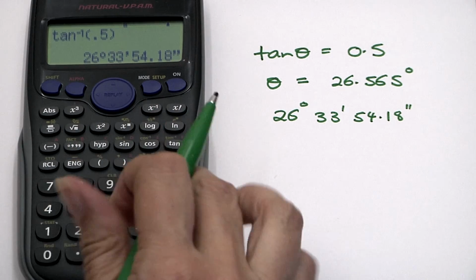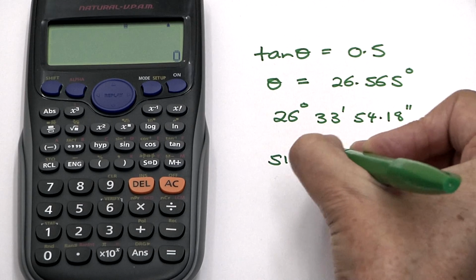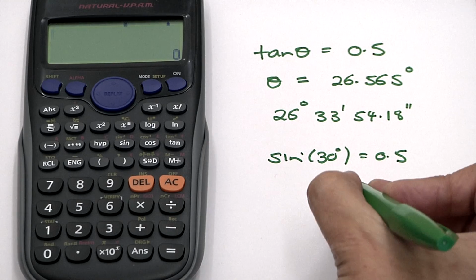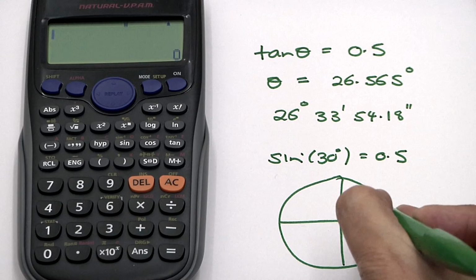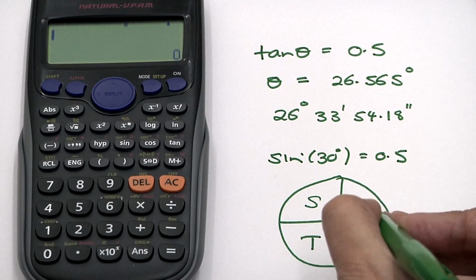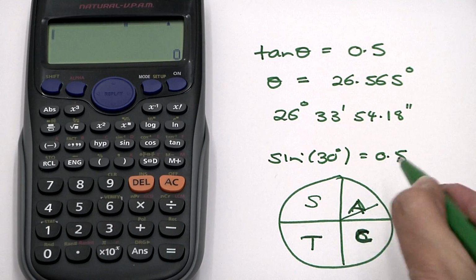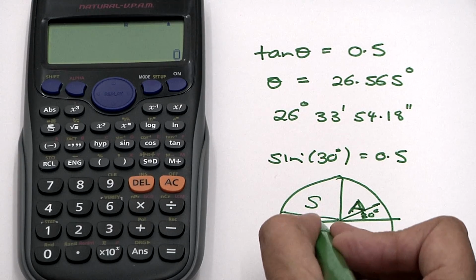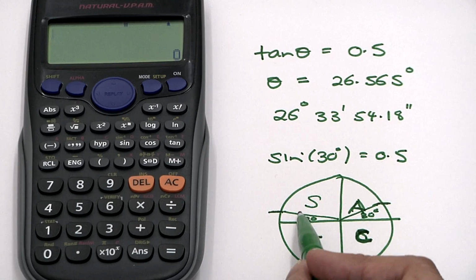Now, there's one more thing that we need to say. Remember, we had sine of 30 degrees is equal to 0.5. But if you look at the unit circle, okay, here we've got 30 degrees. We can have 30 degrees here, okay? It will have the same value. It's not a very good drawing. The same value for sine.